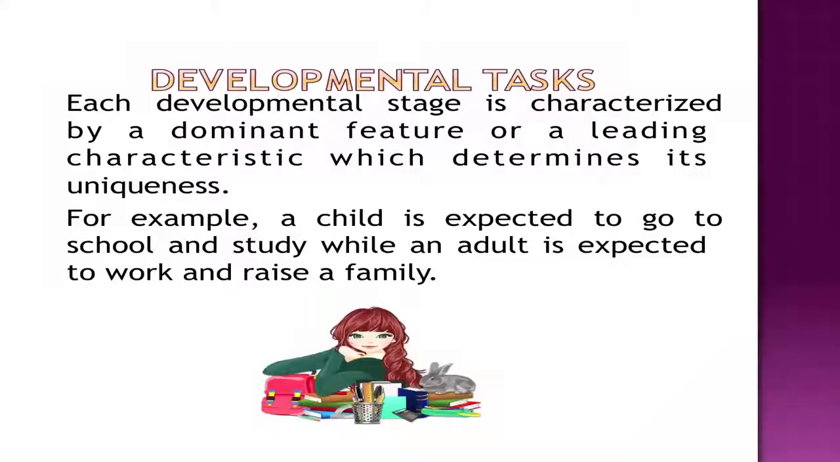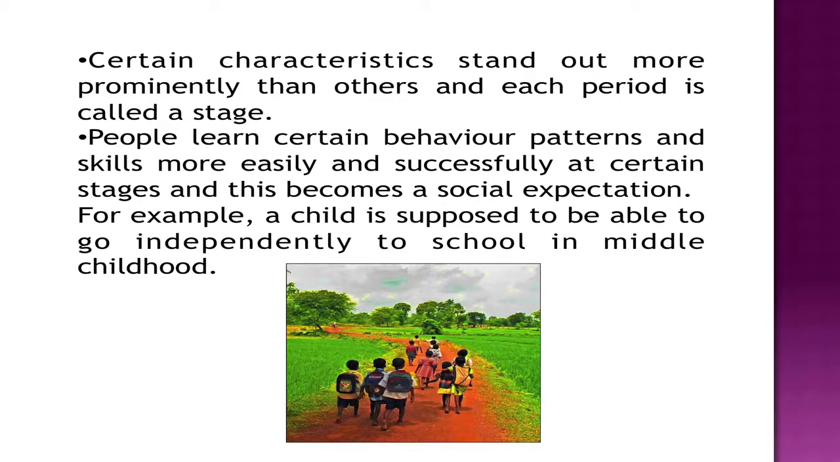You must be curious to know why a child learns to stand before he or she walks and then runs, and when he or she goes to school learns to write. Each developmental stage is characterized by a dominant feature or a leading characteristic which determines its uniqueness. For example, a child is expected to go to school and study while an adult is expected to work and raise a family. Certain characteristics stand more prominently than others, and each period is called a stage.